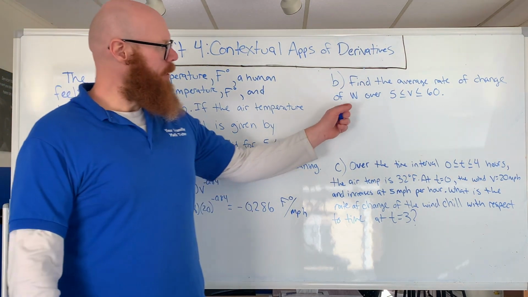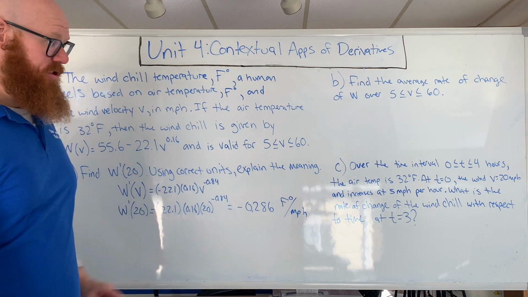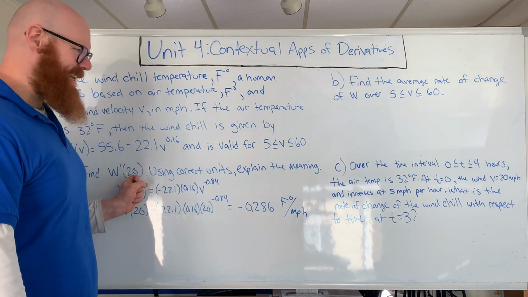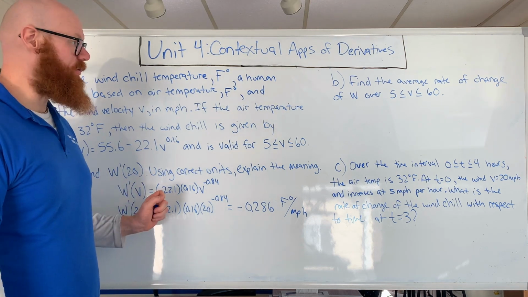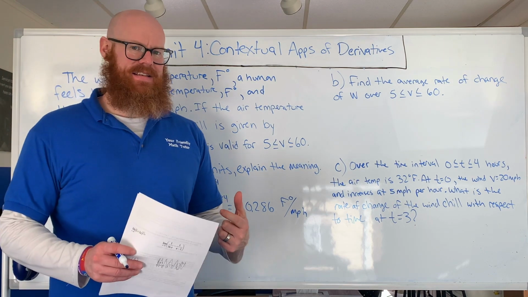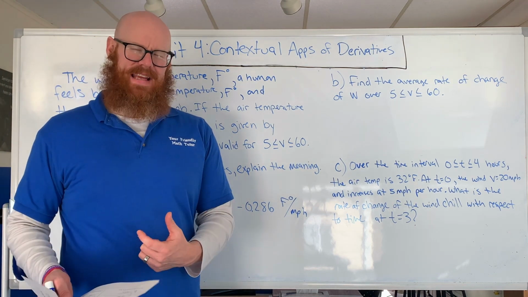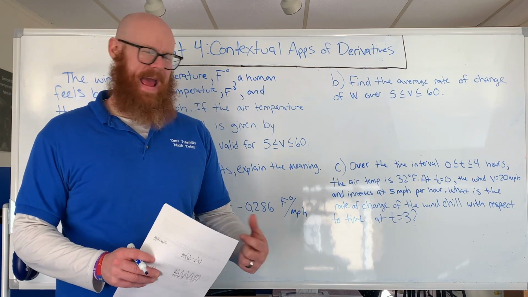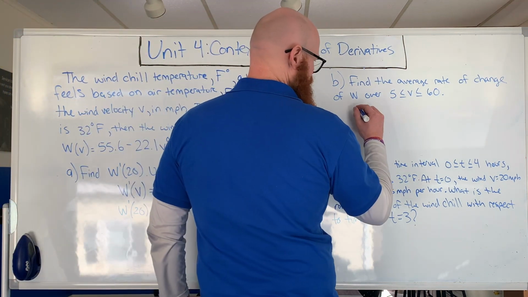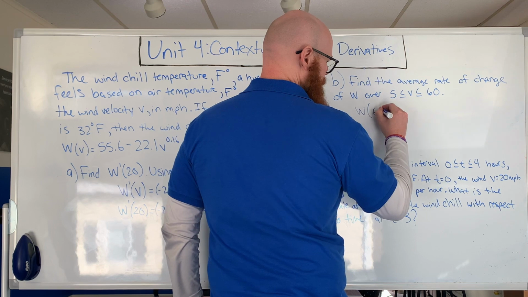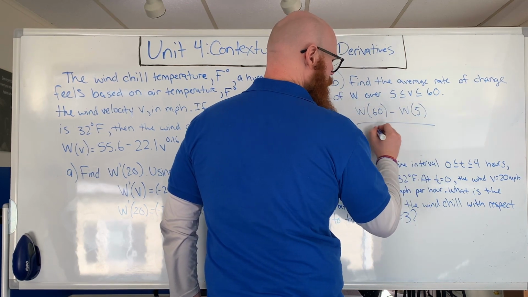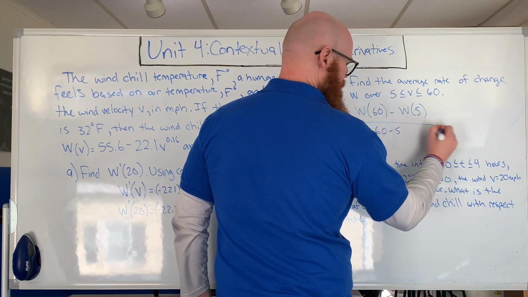All right, so part B is just finding average rate of change. Another reason I wanted to go over this problem was because here we have instantaneous rate of change, so we're actually finding the derivative. Here we have average rate of change. Average rate of change is like a slope of the secant line concept, which is more of an Algebra 1 slope concept. So for this case, the average rate of change is simply just going to be W of 60 minus W of 5 over 60 minus 5.